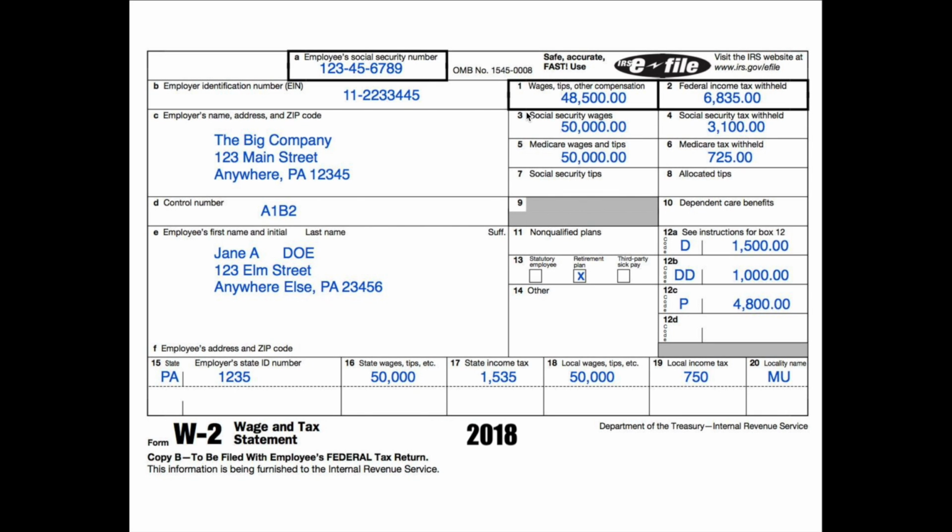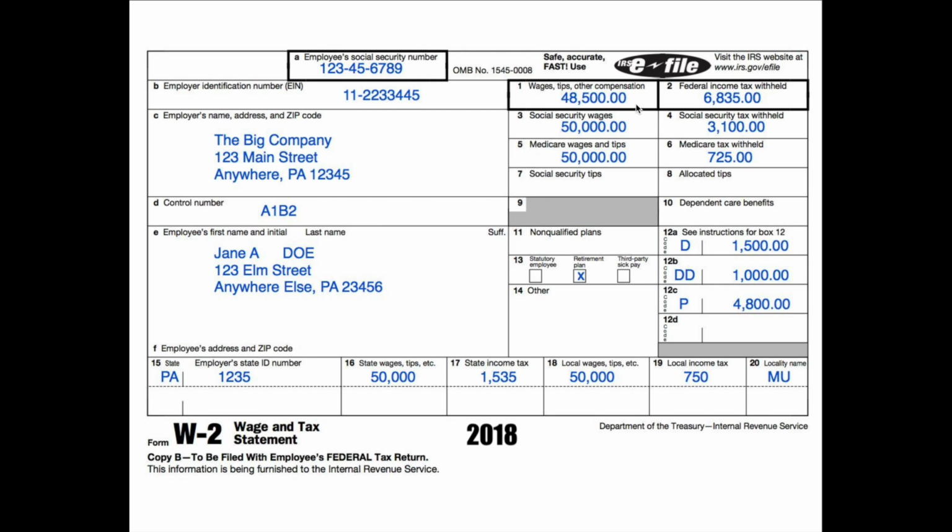A W-2 is your wage and tax statement, and it discloses your taxable income for the year. W-2s are generally provided for full-time employees to report their taxable income for the previous year. Let's start by looking at box number 1, wages, tips, and other compensation.